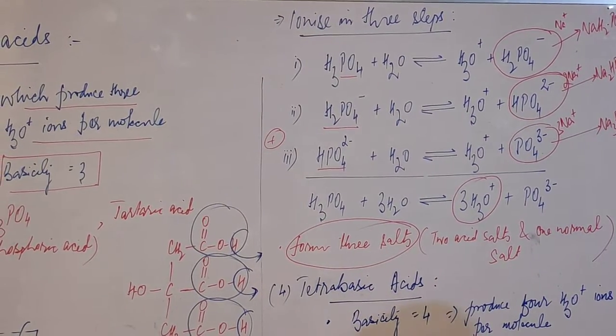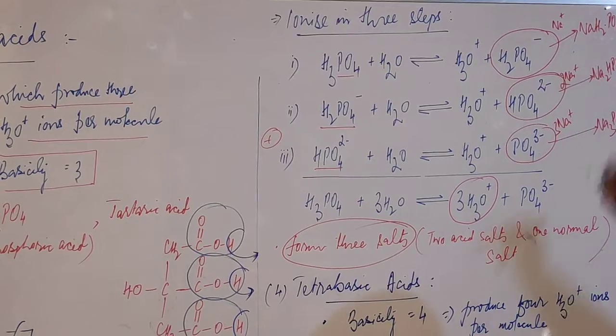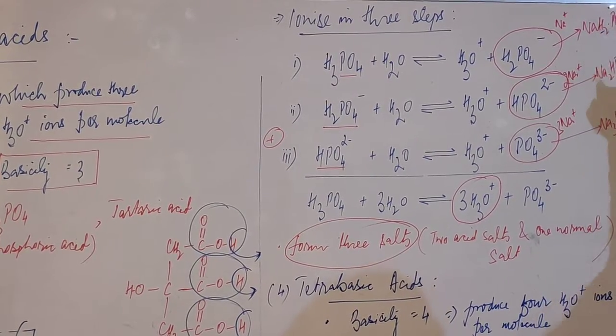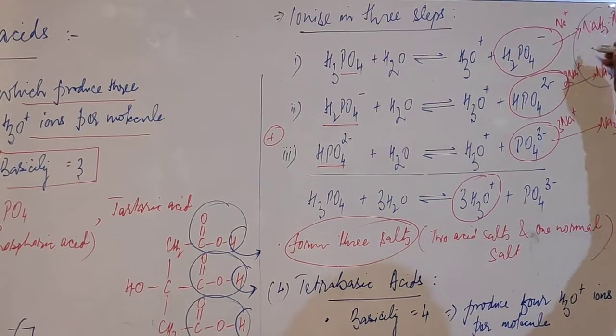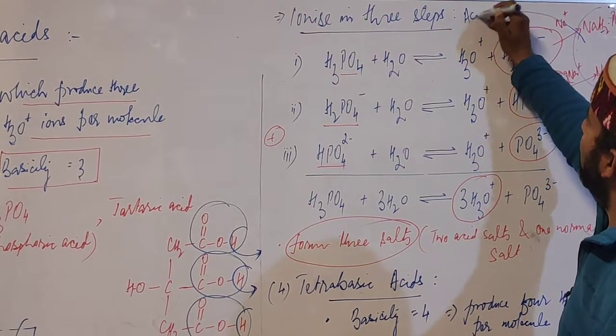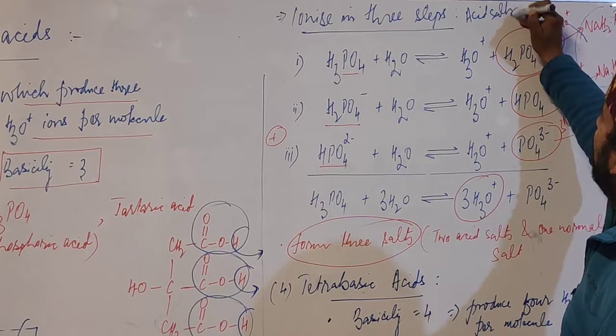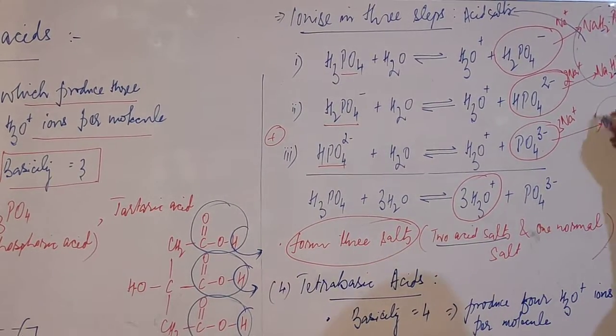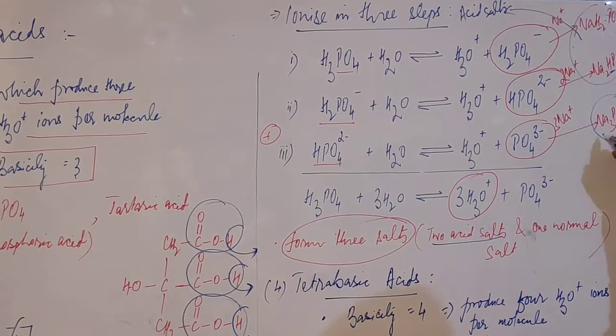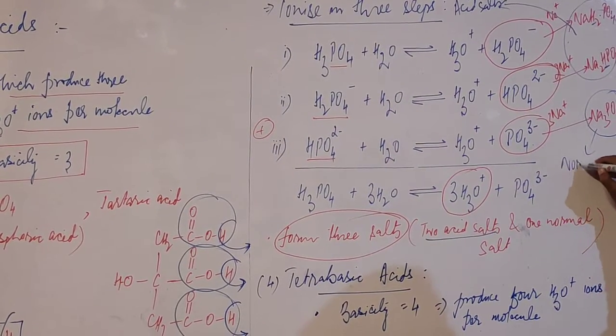Now out of these 3 salts, these 2 salts contain ionizable hydrogens, so these are acidic salts. So these 2 salts are acid salts. So out of 3 salts, 2 are acid salts, and this does not contain any replaceable hydrogen, so this is a normal salt.